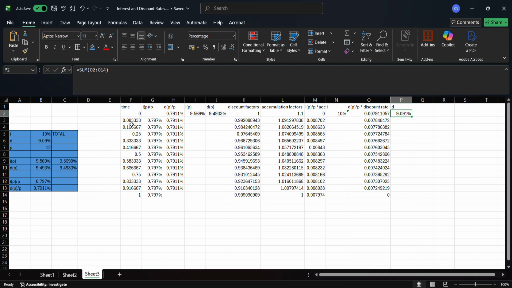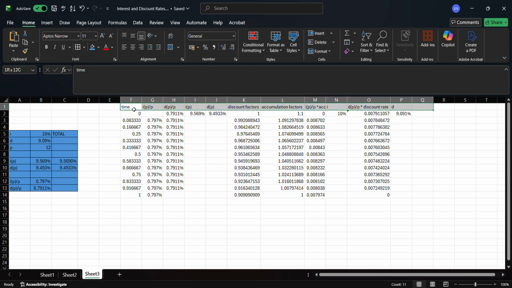For the effective interest rate, the effective monthly interest rate is the amount of interest you get at the end of each month, and you should be able to get back to the effective annual rate by accumulating these all to the end of the year and summing them all up.